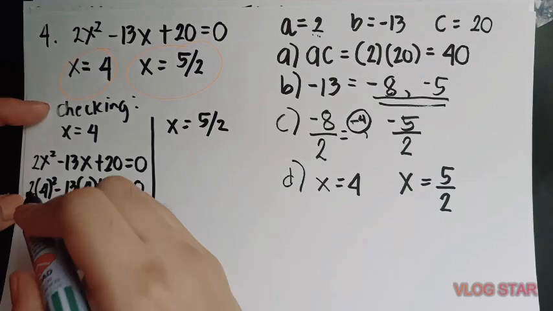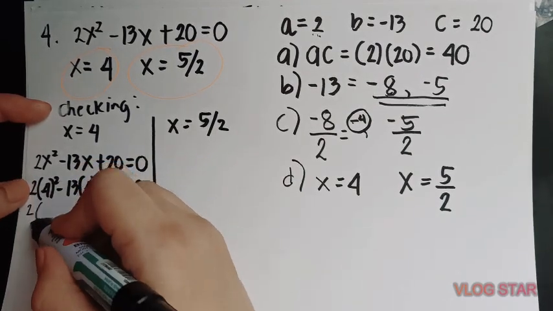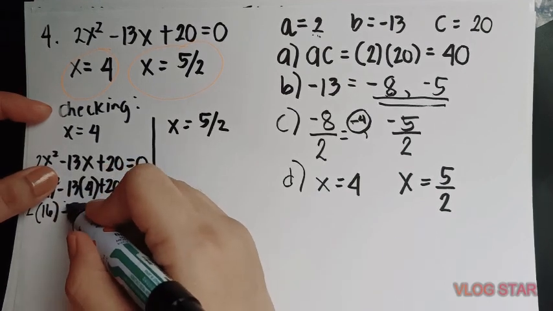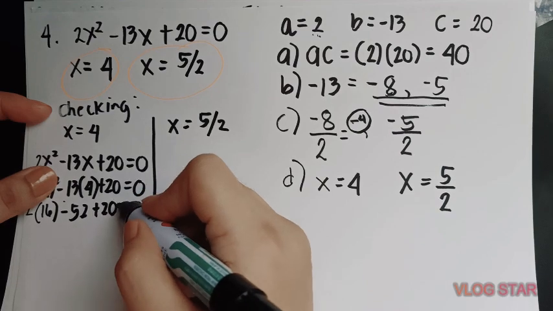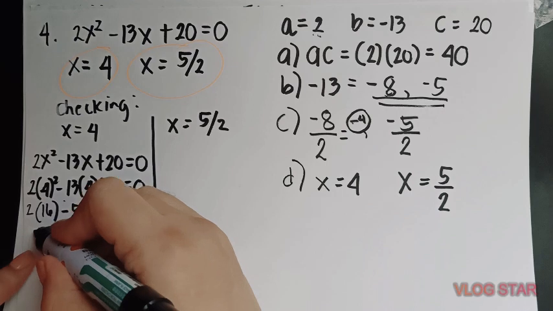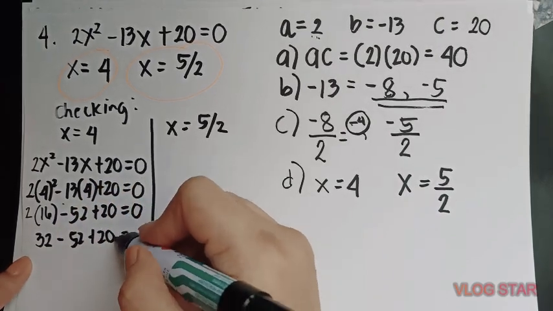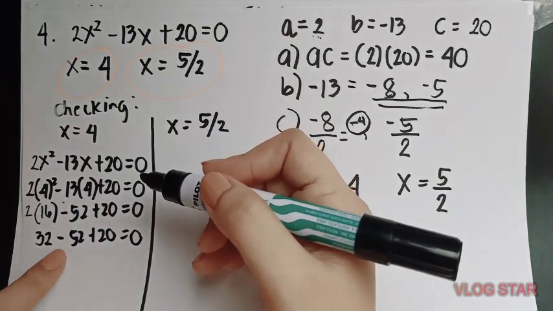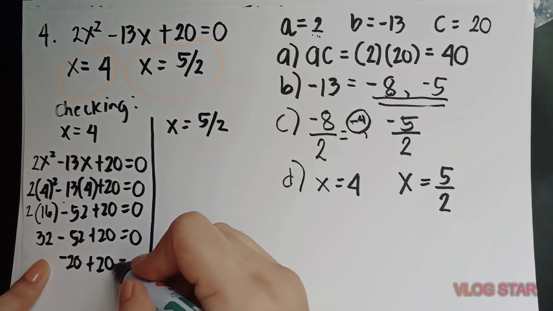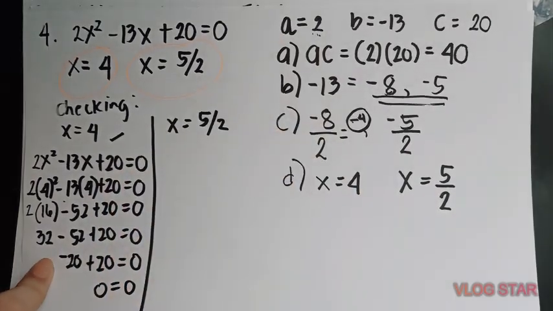Following the PEMDAS rule, we're going to have 2 times 4 squared, that is 16. Negative 13 times 4, that is negative 52, plus 20. Is it equal to 0? 2 times 16, that is 32, minus 52, plus 20. Is it equal to 0? 32 minus 52, that is negative 20, plus 20. Is it equal to 0? Yes. Therefore, the answer is correct.